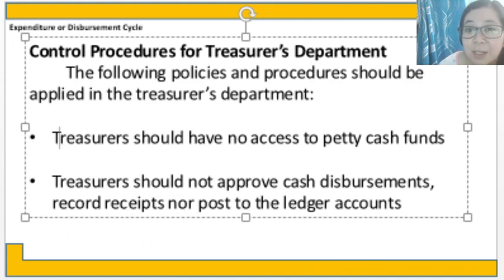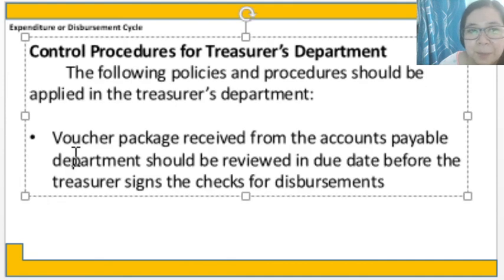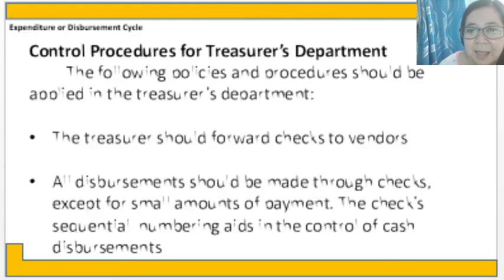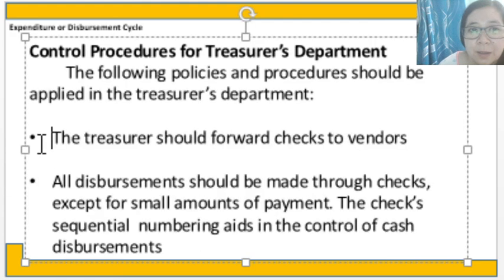So this was actually mentioned in the first slide for this department. Another is voucher package received from the accounts payable department. This should be reviewed for due date before the treasurer signs the checks for disbursement. So this is to make sure that this payment is already due and payable to the vendor. Next, voucher package should be stamped paid immediately after signing of the check to avoid double payment for the same expenditure. Next, the treasurer should forward the checks to the vendor for payment.